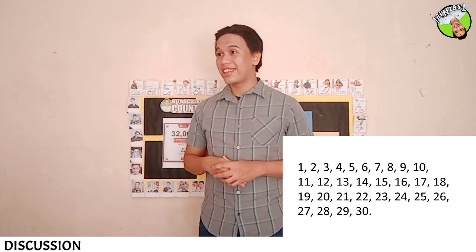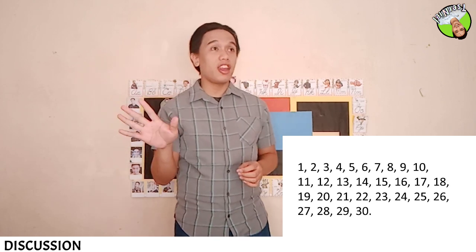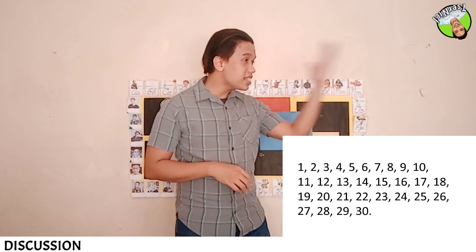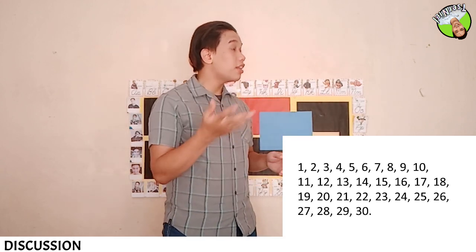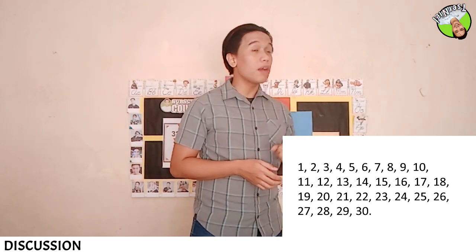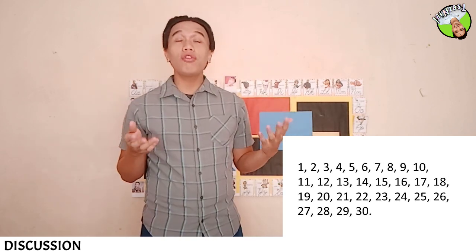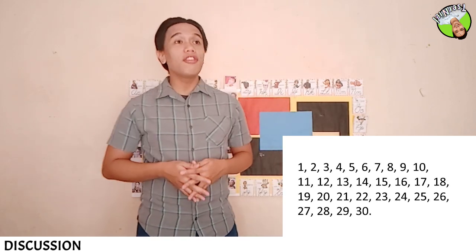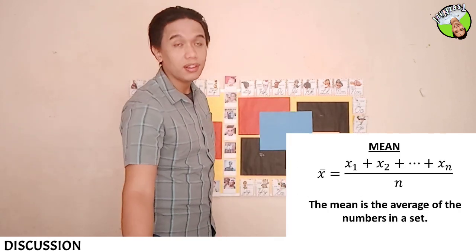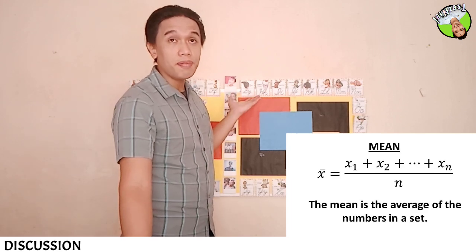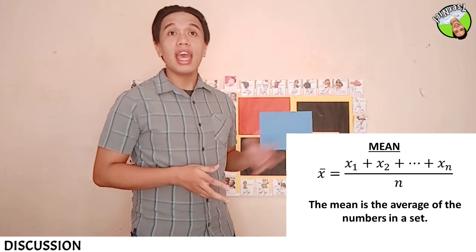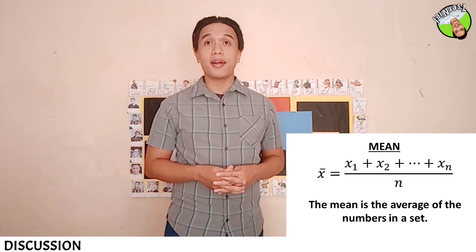Yes, Carlmer. Mean is an average. That is correct. Are there other answers? Yes, EJ. The mean is the sum of all numbers divided by the total number. Excellent. Now, using what we did earlier in our activity, the formula in finding the mean of the ungrouped data is this. This is the symbol for mean. And x sub 1 to x sub n represents all numbers added, and n represents the total number of data. Do you understand?